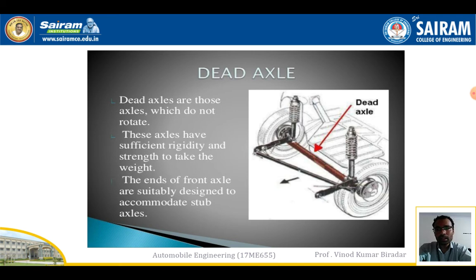These axles have sufficient rigidity and strength to take the weight. Because it does not move, it will sustain the weight. Even if you put a high load, it can sustain it. Both ends of the front axle are suitably designed to accommodate the stub axle also.